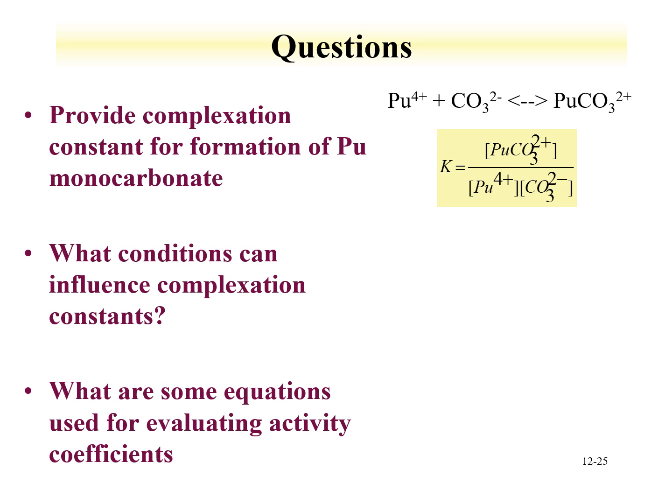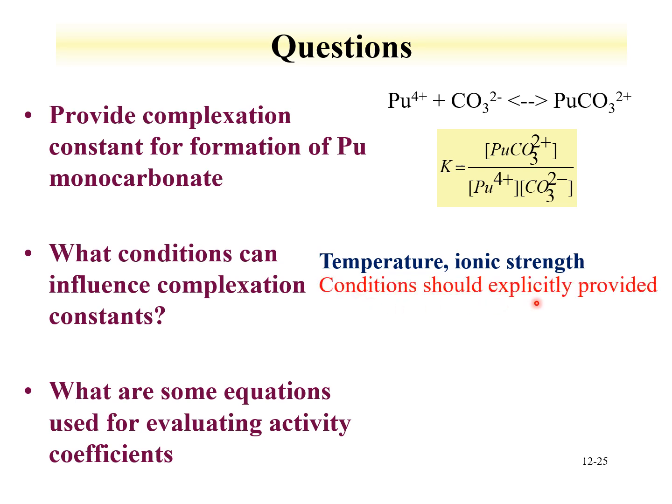In fact, you would need to discuss what are some conditions that can influence complexation, for instance, temperature and ionic strength, and often these conditions should be explicitly provided. So for instance, you may perform the study here of plutonium carbonate. It may be performed at 1 molar ionic strength. So you would say that the complexation constant that you've measured is at 1 molar ionic strength. Then you can even report the temperature as 25 degrees or room temperature.